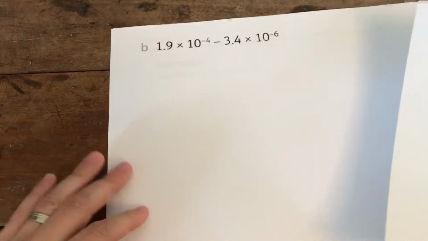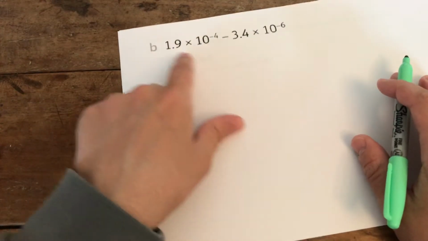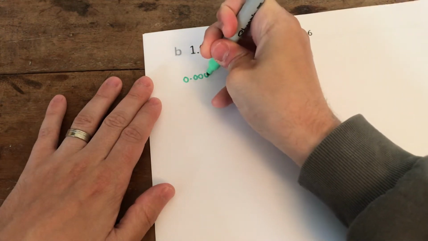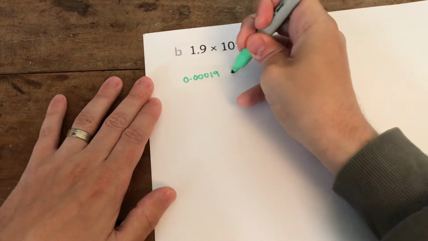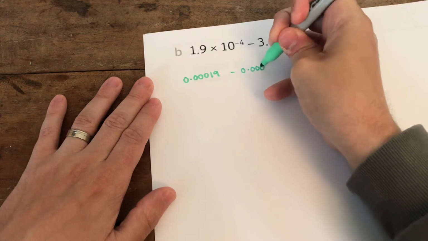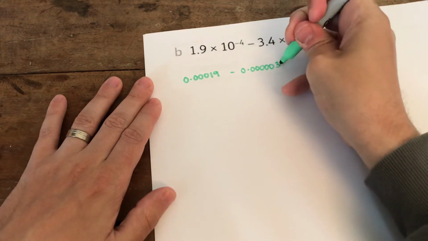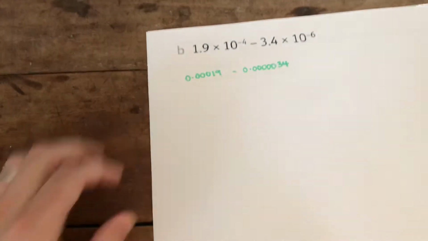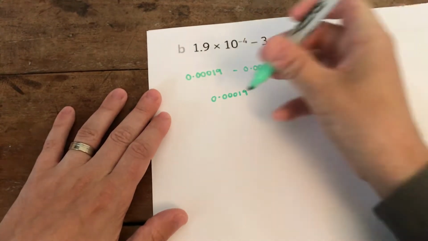If we have a takeaway, for example, we do exactly the same 3 steps. So I'd write that out as a decimal, which would be 0.00019, and then I would write this out as a decimal, which would be 0.0000034. I was just checking I had the right number of decimal places there. And then I do the takeaway, and it's up to you how you would do the takeaway. I personally would just write my numbers out like this.